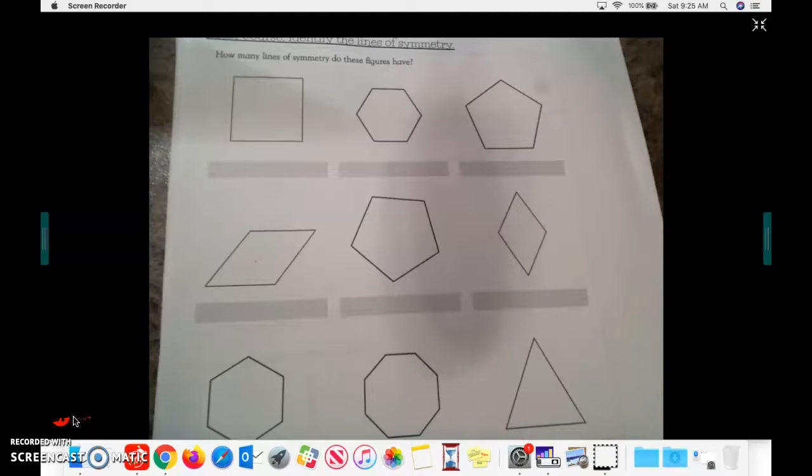When you have finished this, you are going to move on to complete your MobyMax lessons, and there will be some games available on Math Google Classroom.